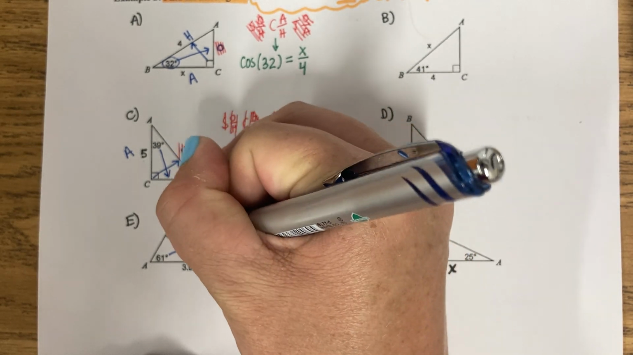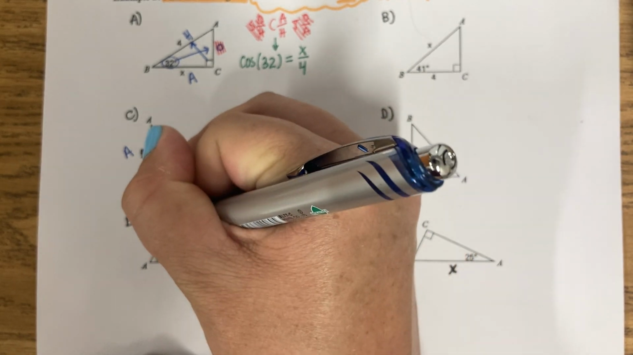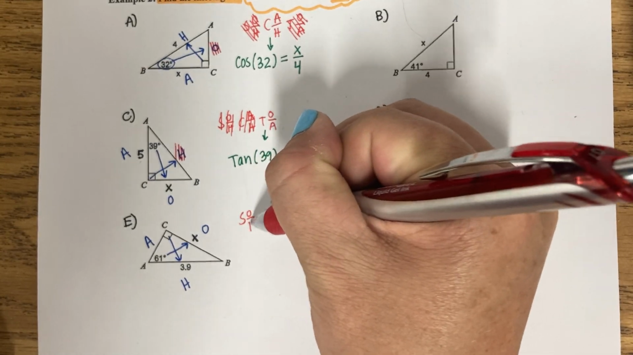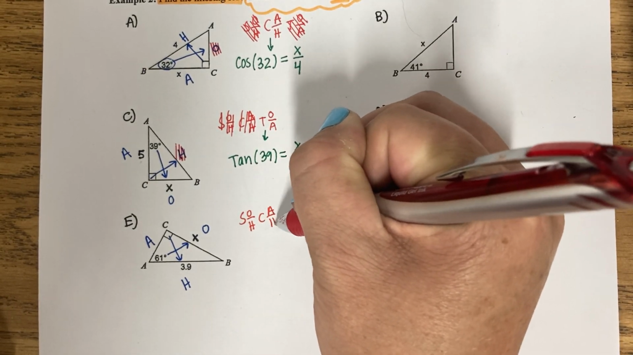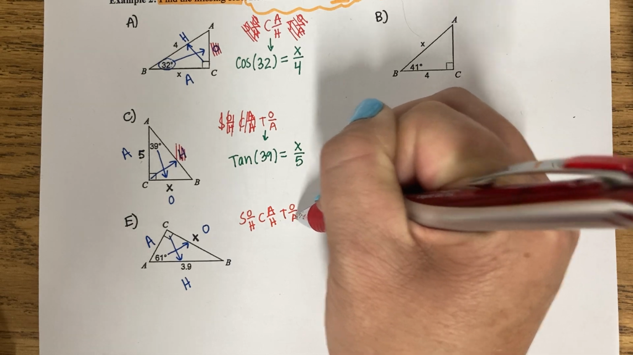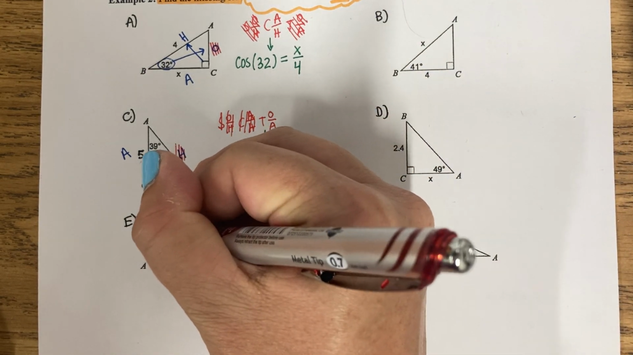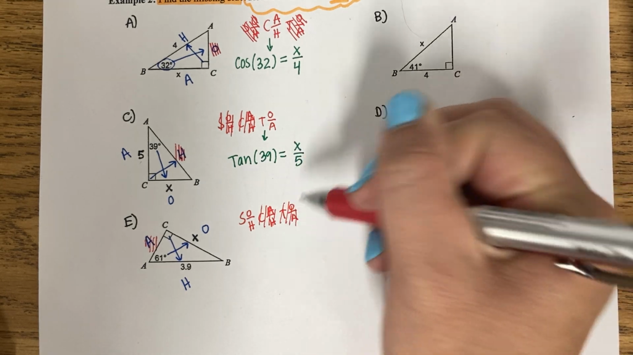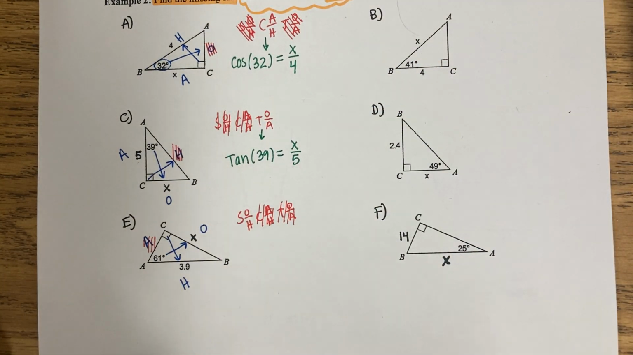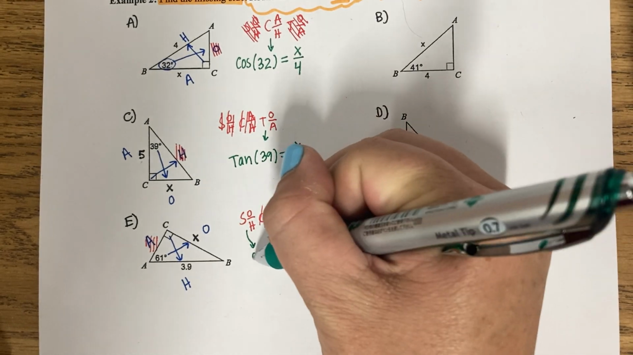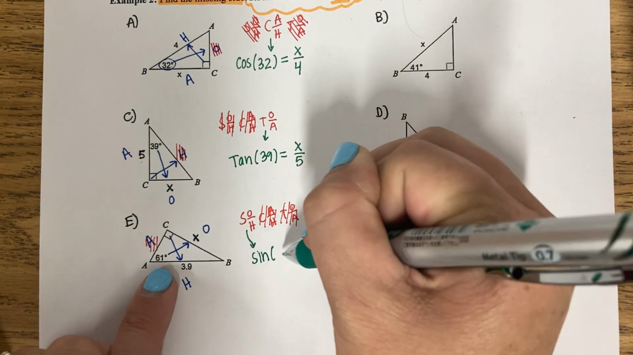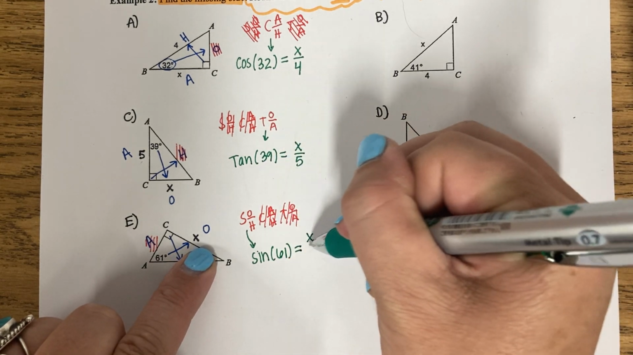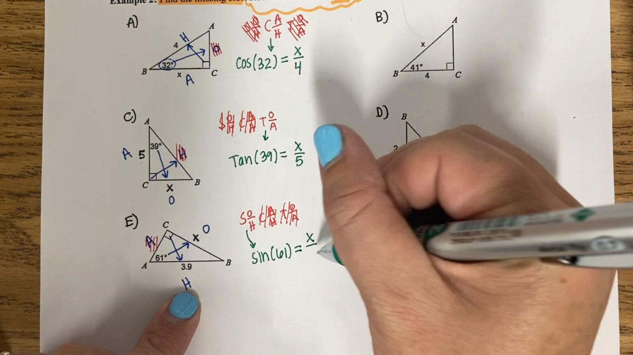Opposite, hypotenuse, adjacent. So, SOH CAH TOA. A does not have a variable or number by it, so A gets crossed off, which leaves us with the trig function sine of our angle equals the O side over the H side.